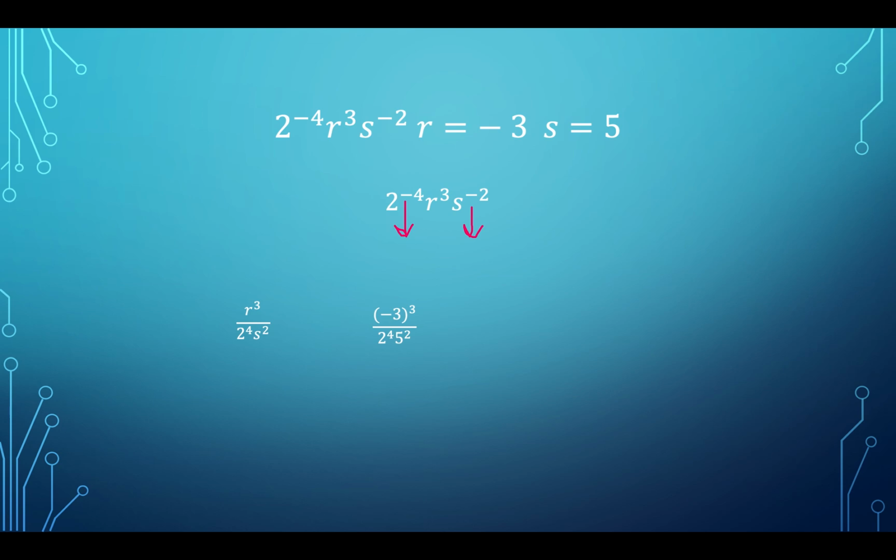Now you can plug in. We have negative 3 to the third over 2 to the fourth and 5 squared. Negative 3 cubed is negative 27. 2 to the fourth gives us 16, and 5 squared gives us 25. So we multiply: 16 times 25 gives us 400, and we keep the negative 27 on top. This does not simplify down to anything, so your final answer is negative 27 over 400.